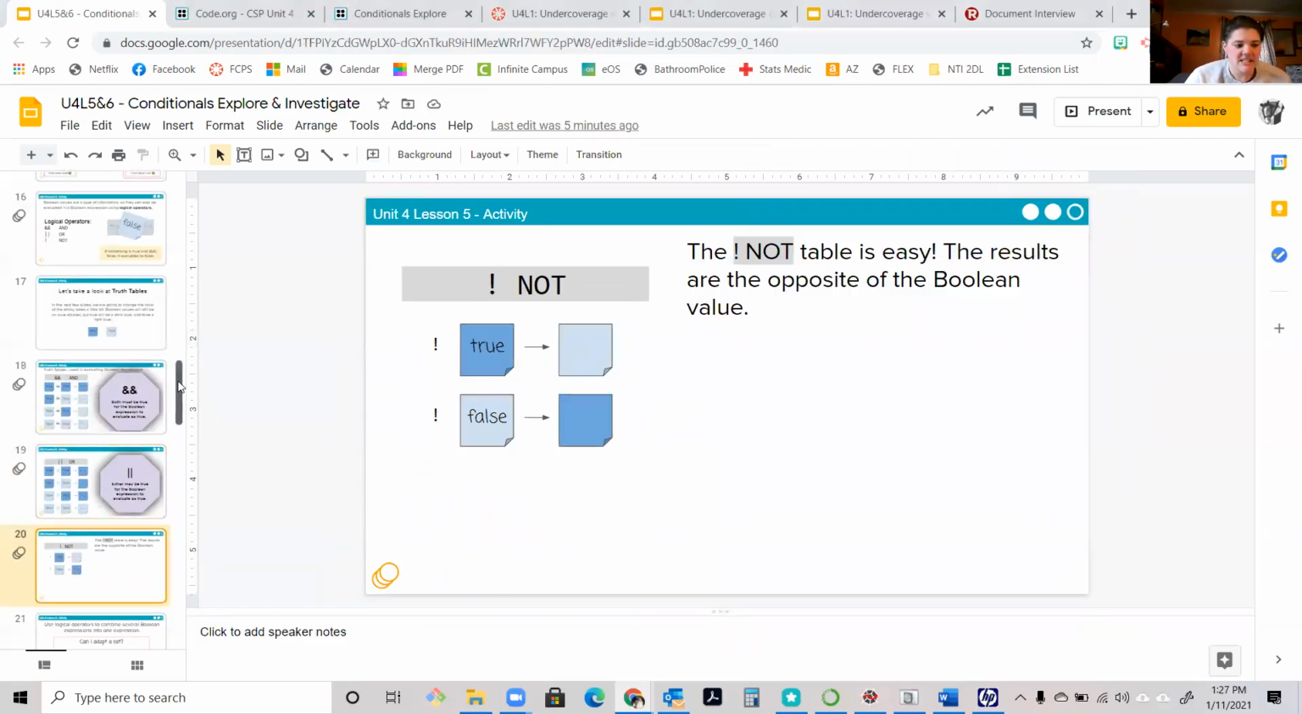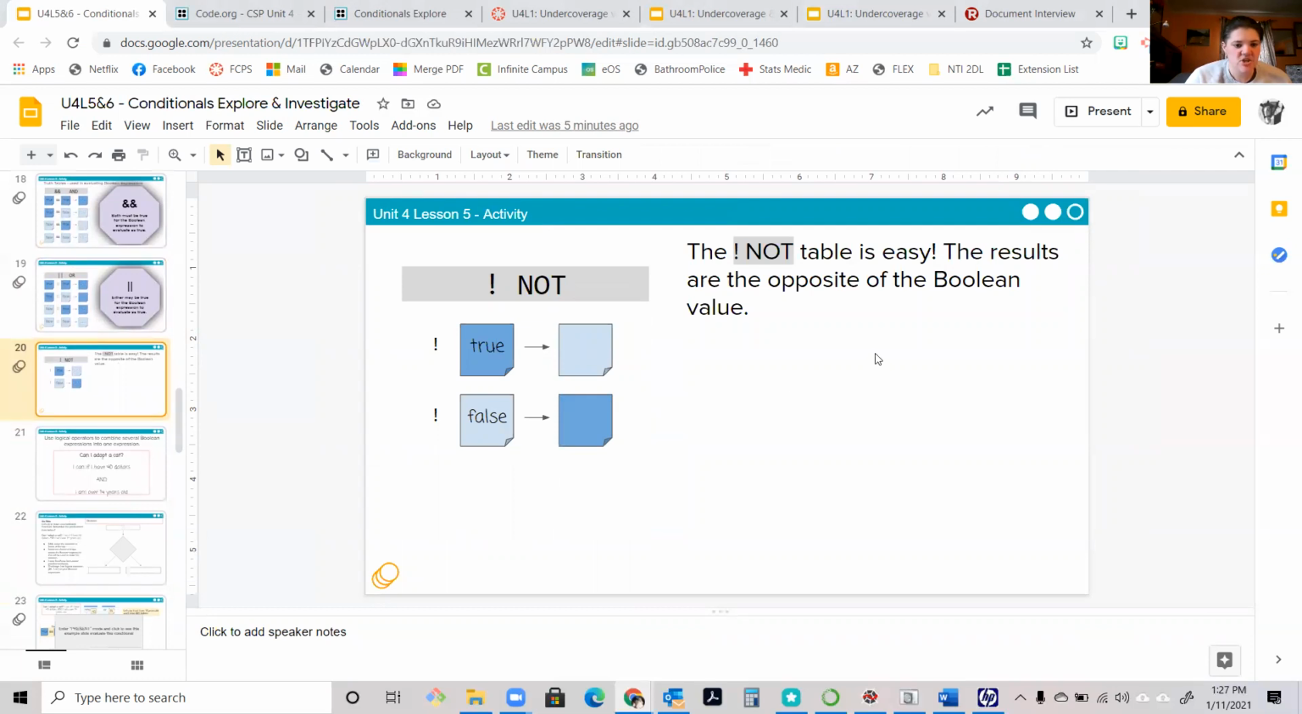Not is really easy. We just change to the opposite. So not true would be false. And not false would be true.